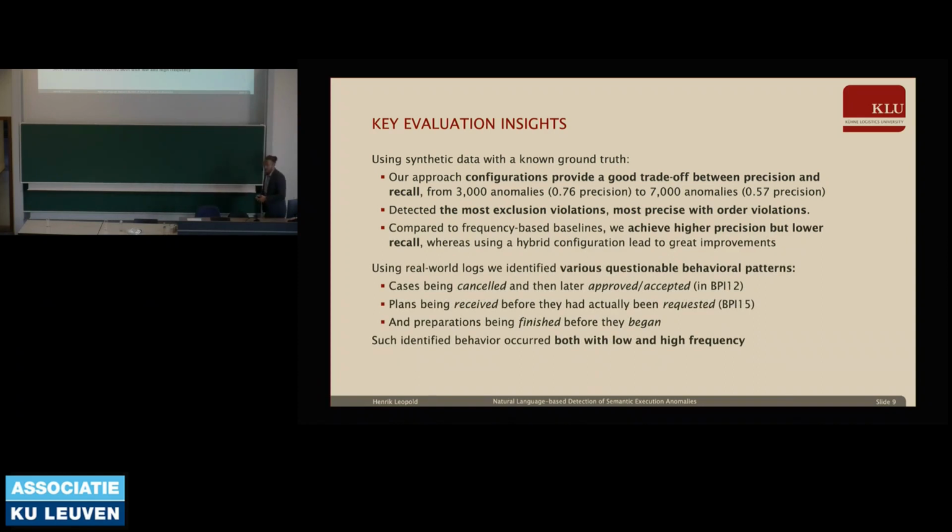To give you at least some examples, so you can relate: what we found in the BPI 2012, for instance, is that there are many cases where cases are cancelled and then later approved and accepted. And we accounted for loops, right? So that is accounted for. This exists, and maybe if you know the log well, that doesn't surprise you, but these are things that actually occur. Or plans being received before they actually had been requested in the BPI 2015 log, or preparations being finished before they began. So there are really lots of these patterns. Just to give you some examples.